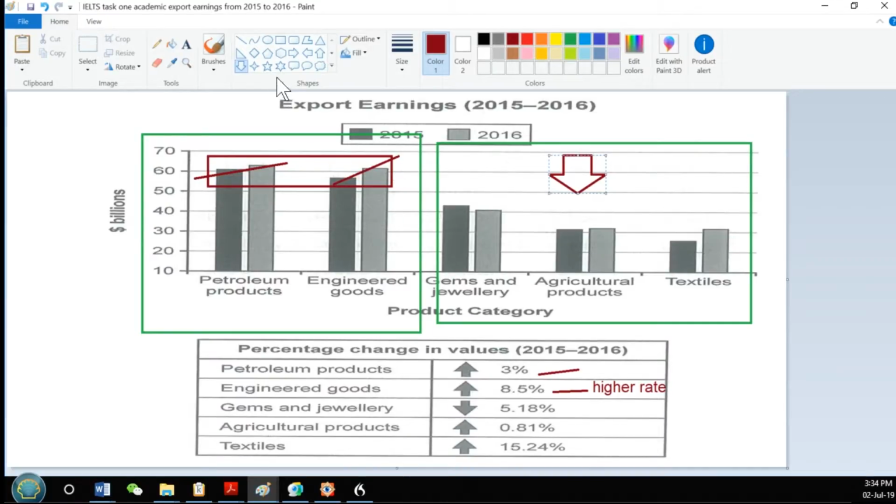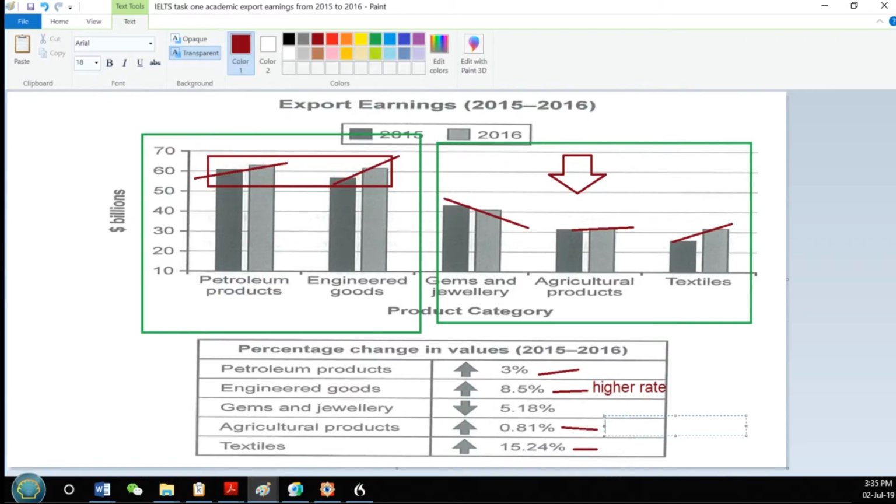We're going to want to mention that this is the only decrease. We've got a slight increase here, very little, and a bigger increase. And again, this information can come from here. The precise percentages can come out of our table. We're going to want to note that here we have the lowest rate of increase, and this one's the highest rate of increase.